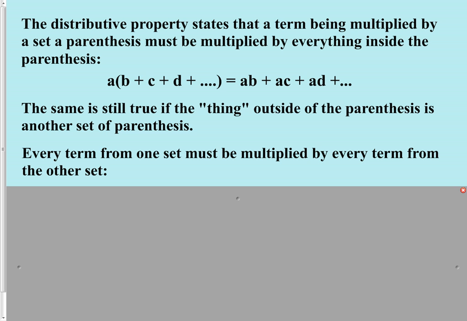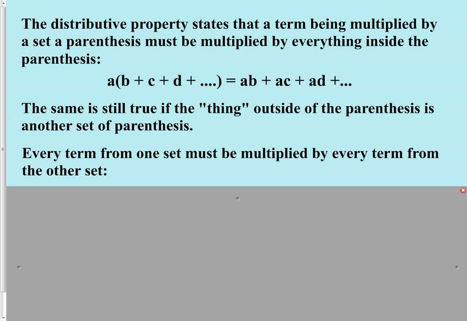plus C plus D plus, and it can be any amount of terms being added or subtracted or whatever inside of those parentheses. The distributive property says that that A value outside of the parentheses, whatever it is, belongs to every term inside of the parentheses. So the A must multiply times the B, then it must multiply times the C, then it must multiply times the D, and so on until it has hit every term inside of the parentheses.